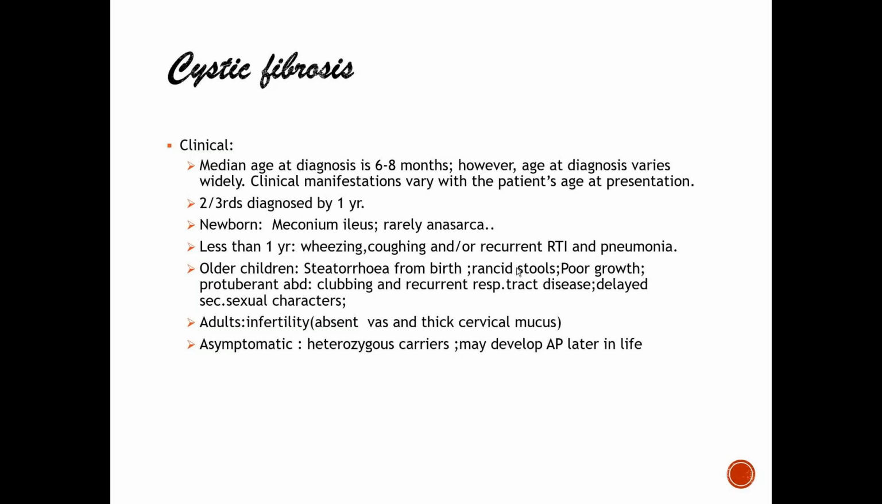getting decompensated, poor growth, protruding abdomen, clubbing and recurrent respiratory tract diseases, and delayed sexual characteristics. In the adults, the manifestation of cystic fibrosis is in the form of infertility because of absent vas deferens and in the female, thick cervical mucus, which prevents the sperm cells from traveling into the uterus. Asymptomatic is a group of patients who are heterozygous carriers and may develop acute pancreatitis later in life. So these are the varied presentations of cystic fibrosis.